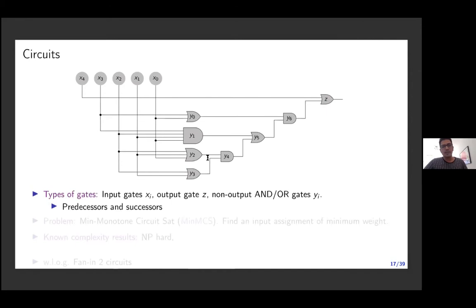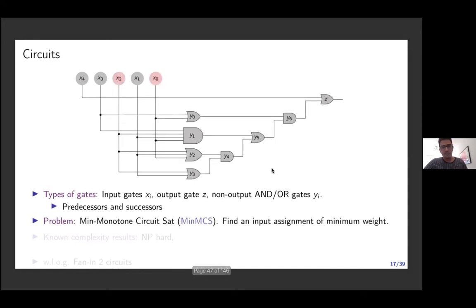And naturally, this is a directed acyclic graph, so you have a natural predecessor successor relationship. So your Y1 here is a predecessor of Y5, and Y5 here is a successor of Y1. And the problem you're asking is, okay, can you find an input assignment? So can you set these xi's as 0 or 1 so that the circuit is satisfied? But the question is, you want an input assignment of minimum weight. That is, you want the fewest number of xi's to be assigned 1.